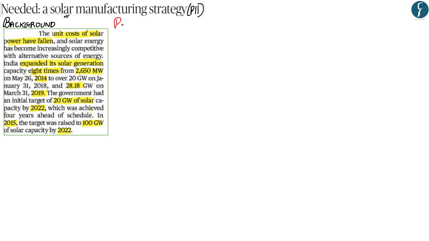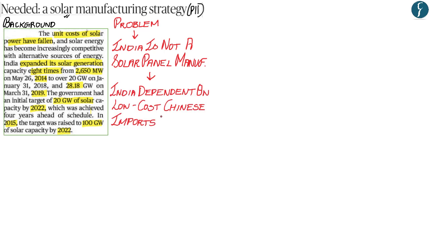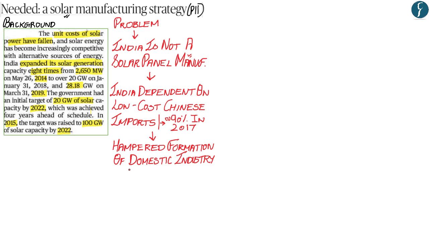Now, the problem highlighted by the author as to why India has a weak solar manufacturing within India is that India is heavily dependent on low-cost Chinese imports, whereby what is being seen is that India imported 90% of its solar products from China in 2017. Now, because China is able to export solar products at a very low cost, India has become dependent on Chinese imports. And because India has become so much dependent on low-cost Chinese imports, India has not been able to form a domestic solar panel manufacturing industry, whereby what has happened is that India's domestic industry are not able to compete with the low-cost Chinese imports.